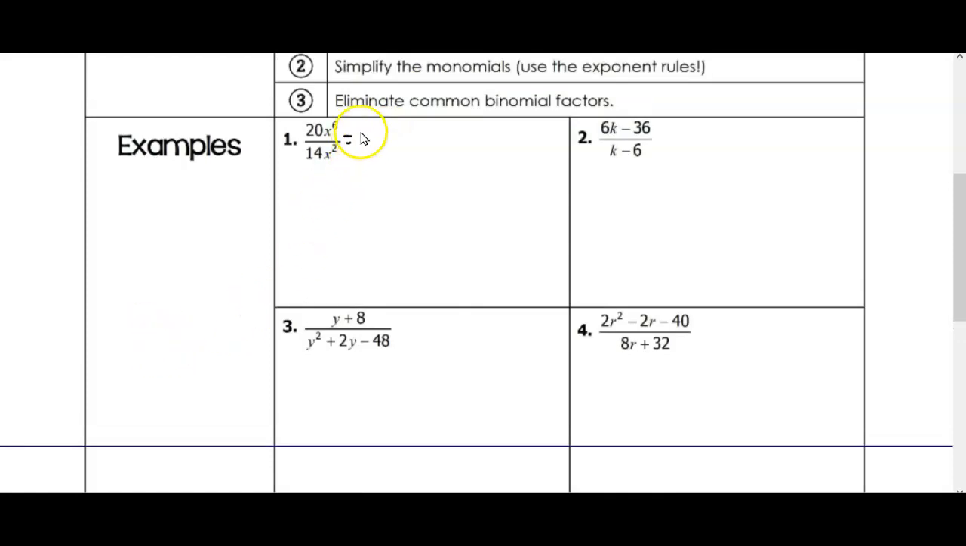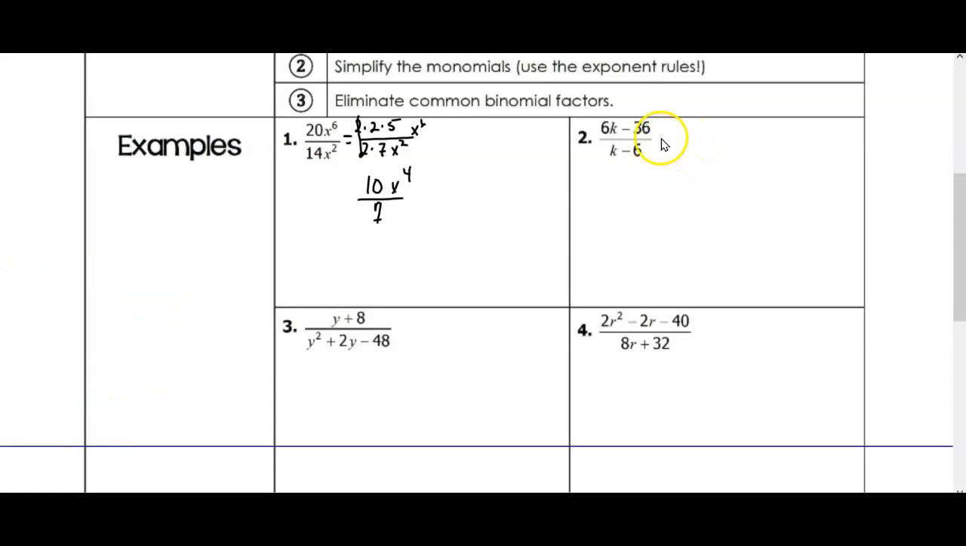So for 20, we have 2 times 2, which is 4, times 5. I'm just breaking it all out. And then we have x to the 6th power, and then we're dividing that by 2 times 7 times x squared. So the 2's here cancel out. So what I'm left with is 10. And then the x here subtracts 2 from the x to the 6th, so that's x to the 4th over 7. So this is like what we've been doing, simplifying monomials.